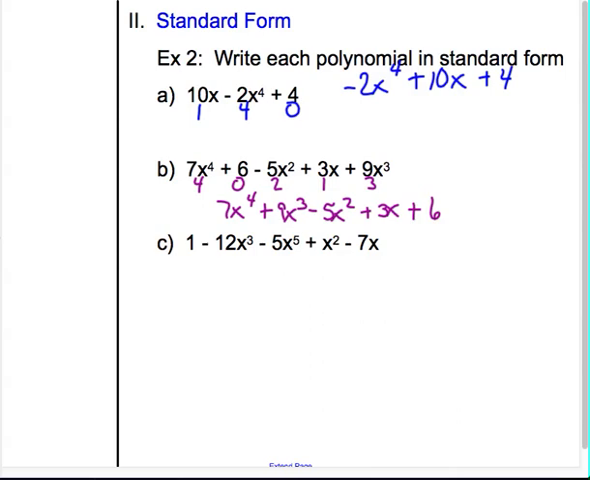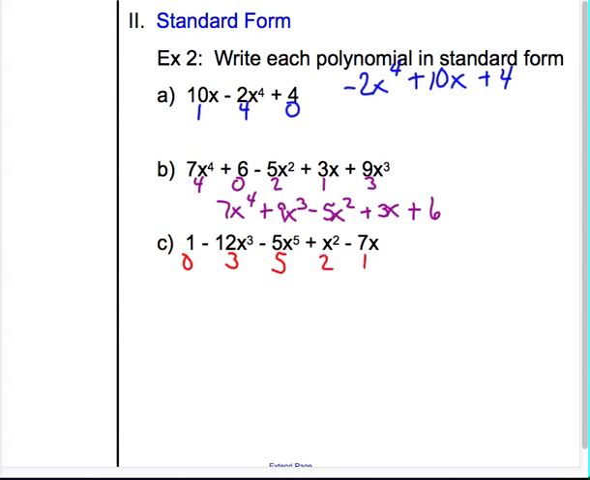On our last example, looking through the degrees on these, the degree of the constant is 0. The degree of my second term is 3. The degree of my third term is 5. The degree of my fourth term is 2. And the degree of my last term is 1.